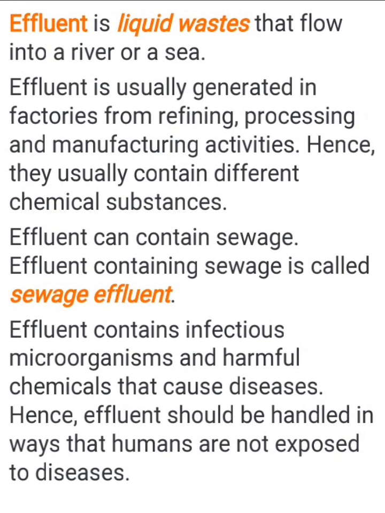Where is effluent generated? Is it the house? No. Effluent is usually generated in factories. Yes, factories and industries, from refining, processing, and manufacturing activities. And so when you hear of effluent, your mind should go to factories or industries where refining takes place, where processing takes place, where manufacturing takes place. And you know, most processing, refining, and manufacturing usually involve water. So the wastewater from the process usually is channeled into a nearby river or sea for disposal. That's what we call effluent. And so we want to take note of that.